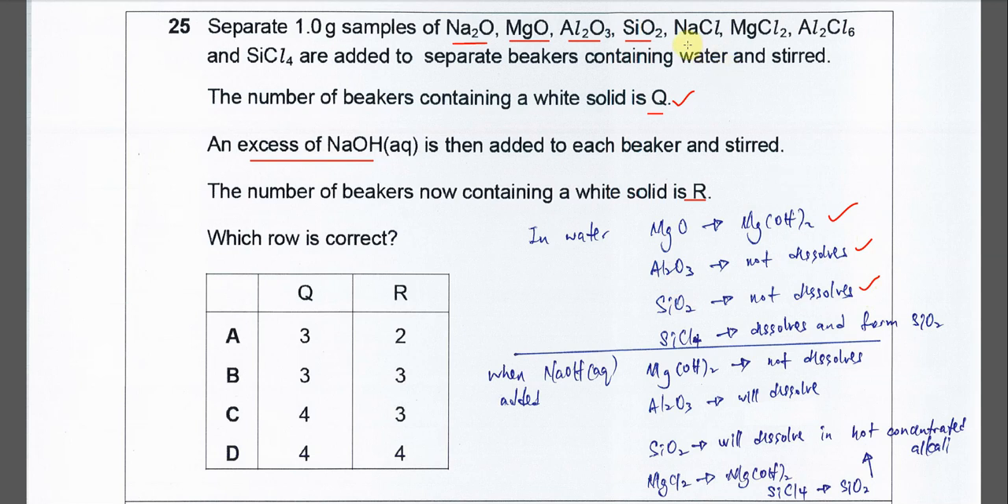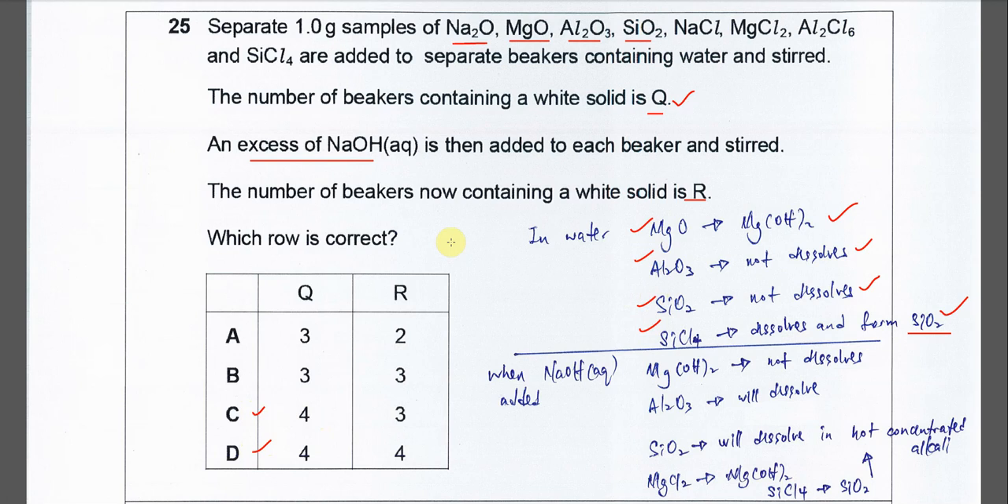Sodium chloride dissolves in water. Magnesium chloride also dissolves in water. Aluminium chloride also will dissolve in water. And the SiCl4 will dissolve in water, but later it will form SiO2. It forms white solid. Therefore, in water, you get 4 beakers which will form white solid. Okay, so the answer is just C or D.